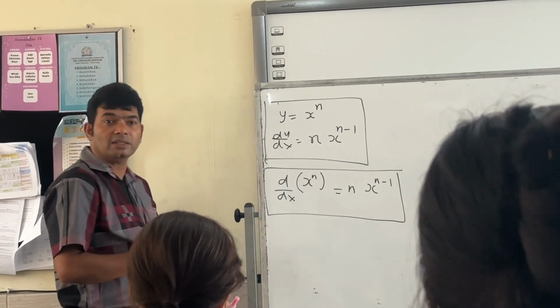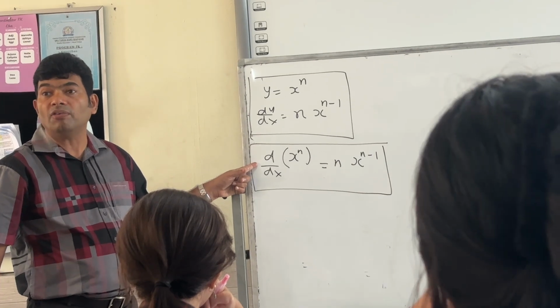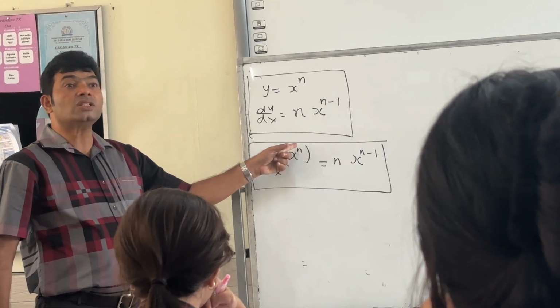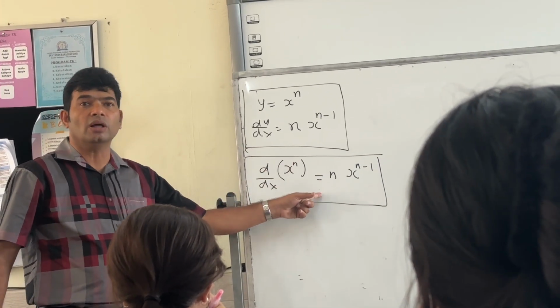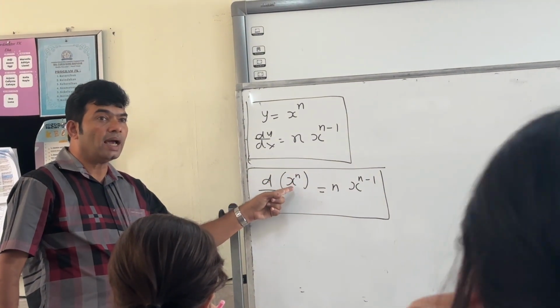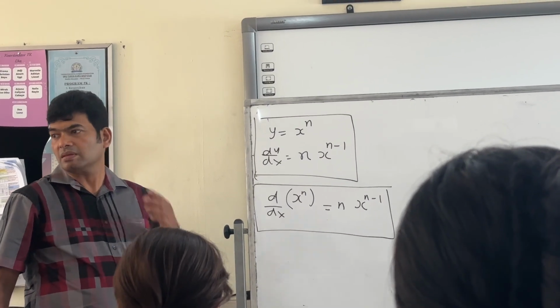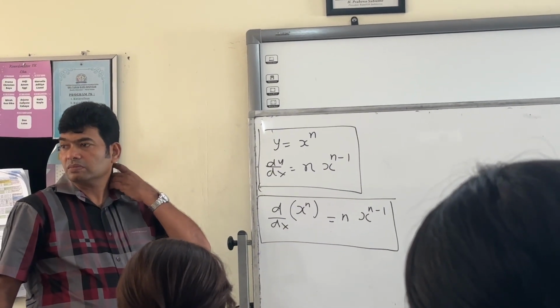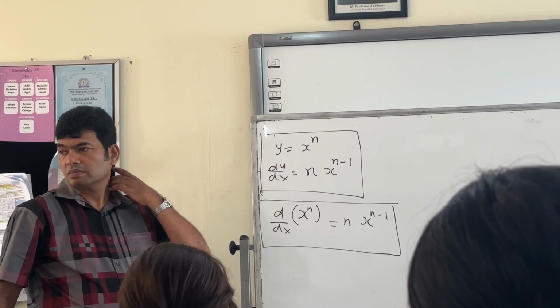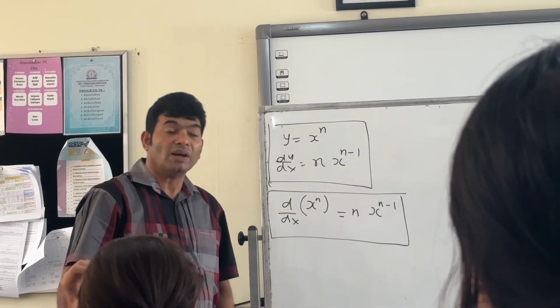How to read it? Derivative of x raised to n is equal to n times x raised to n minus 1. Sorry, if I said the gradient function of x raised to n, is it okay? Yes, no problem. Gradient function is the same as derivative.